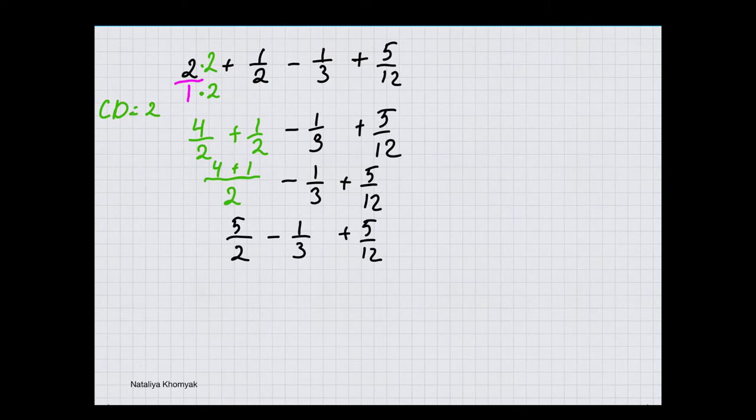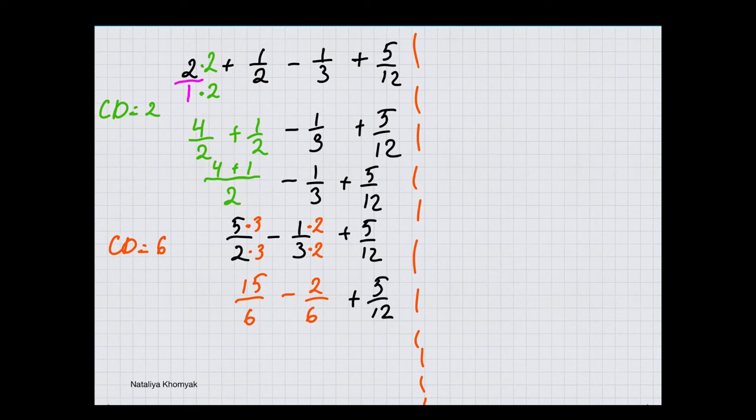Now we have 5 out of 2 minus 1/3. Common denominator is 6. We want to multiply 2 by 3 to get a 6. Whatever you do to the bottom, you want to do to the top. We want to multiply 3 by 2 to get a 6. Whatever you do to the bottom, same thing goes on top. Now we have 15 out of 6 minus 2 out of 6 plus 5 out of 12.